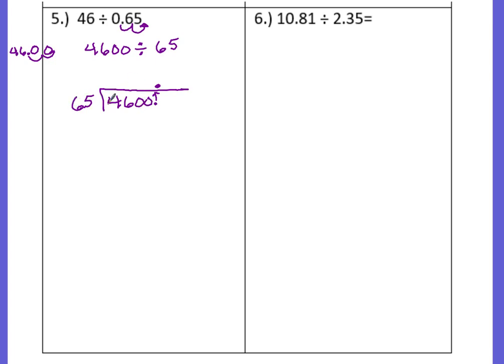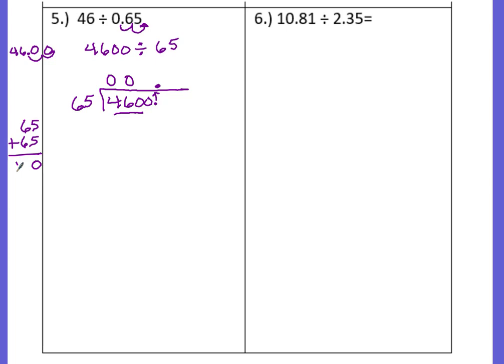Okay, will 65 go into 4? No. So we put a 0 above the 4. Will 65 go into 46? Can we make a group of 65 from 46? No. So we have to put a 0 above the 6. So now we're looking at 460. We need to figure out how many times 65 will go into 460. Some of you may do the guess and check, and that's fine. You can also just add them up.